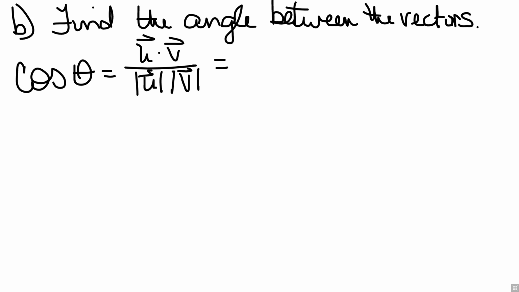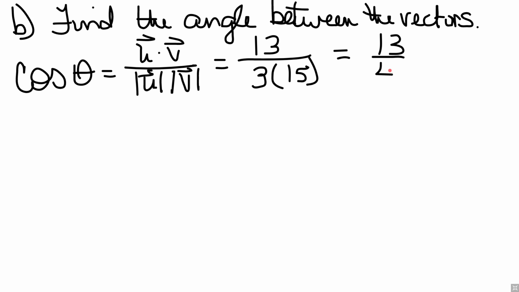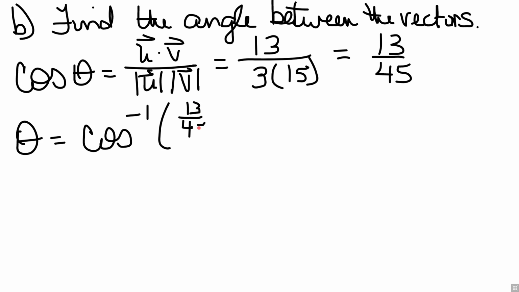Okay, now we said that the dot product was what? 13. Okay, we said the dot product is 13. We said that the magnitude of vector u was 3, and the magnitude of vector v was 15. So basically we're looking at 13 over 45. If we want to find theta, we take the cosine inverse of both sides. So theta is going to be the cosine inverse of 13 over 45.